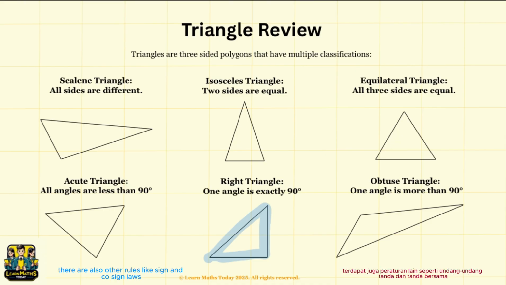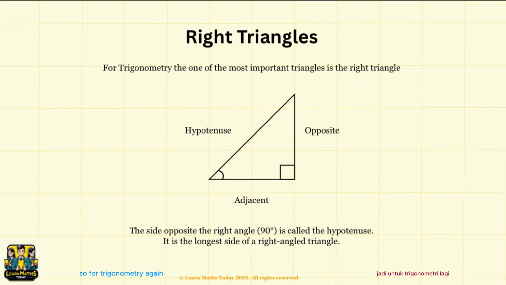There are also other rules like sine and cosine laws, which allow you to use the more obscure triangles, but I'll get into that later. Right now, I want to look at basic trigonometry and emphasize that right triangles are the most important. So for trigonometry, again, the most important triangle for basic trig is the right triangle.